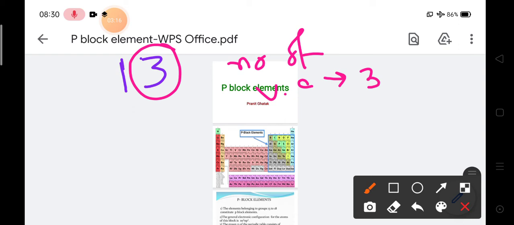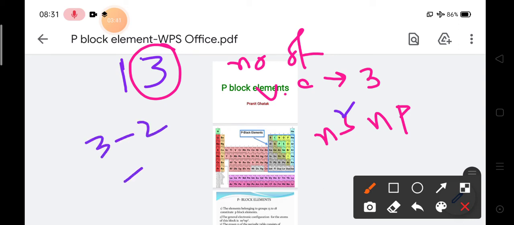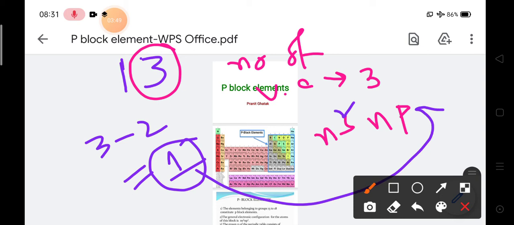So in the P block we have the electronic configuration of ns and np, and the number of valence electrons is only 3. We know that the S orbital can hold up to 2 electrons. So 2 electrons will be in the S orbital, and 3 minus 2, we have only 1 valence electron left. This one electron will occupy the P orbital. So the electronic configuration of group 13 elements will be ns2 np1.